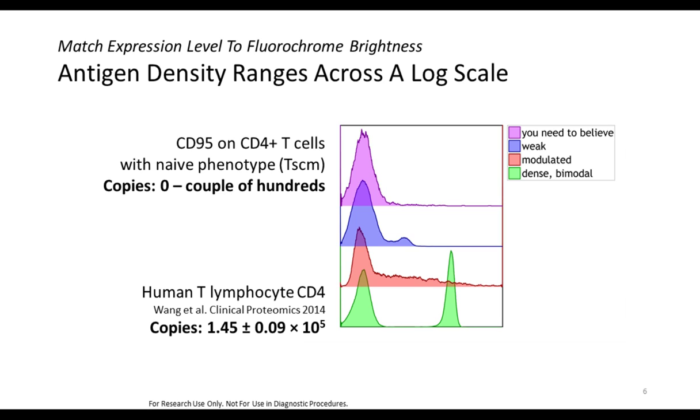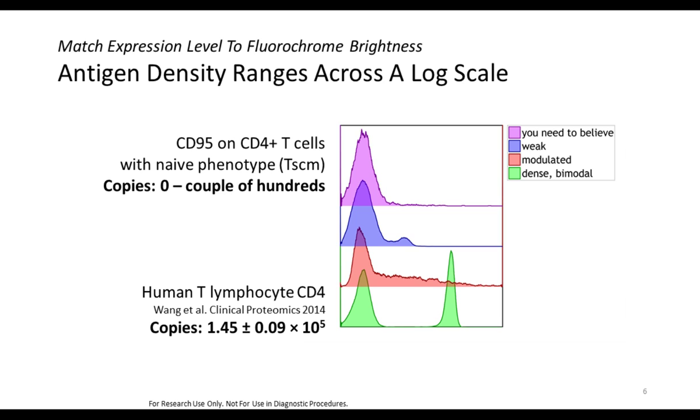Let's start maybe with the human T lymphocyte CD4 expression in the lowest row in this overlay plot. Very densely expressed, around 150,000 copies per cell. And you see that the characteristic of this expression is bimodal. So we'll have a very densely expressed CD4 on a positive population, and we'll have a negative population. If we now go one row above, we see a modulated expression profile.